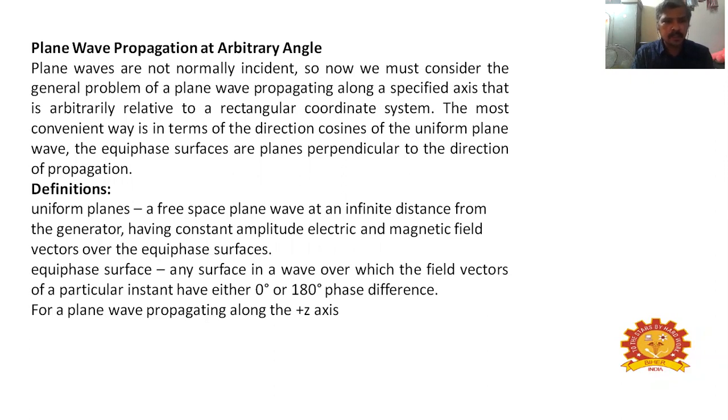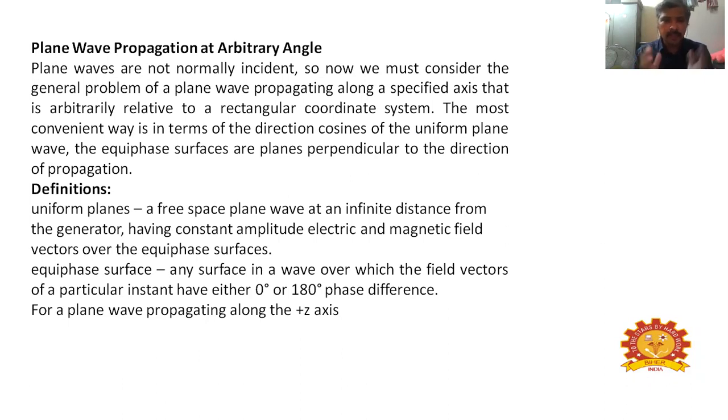Let us see some of the definitions that are involved with this topic. First of all, let's see what a uniform plane wave is. A free space plane wave at an infinite distance from the generator, having constant amplitude electric and magnetic field vectors over the equiphase surfaces, is what we call a uniform plane wave. Next, we go for the equiphase surface. What is an equiphase surface? Any surface in a wave over which the field vectors at a particular instant have either 0 or 180-degree phase difference is what you call an equiphase surface.